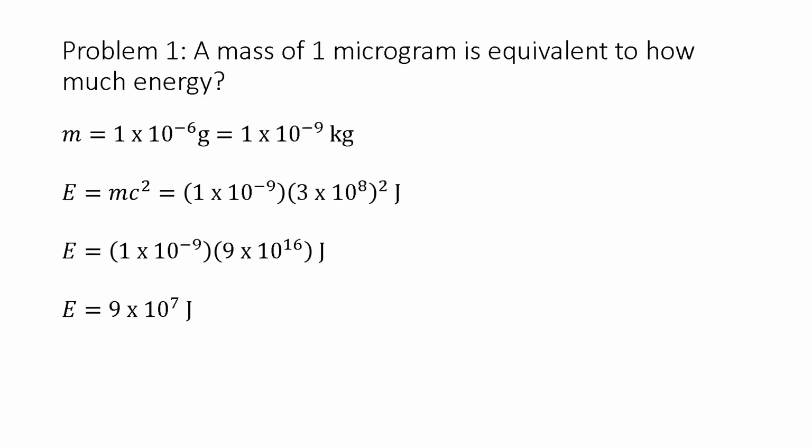Mass m is 1 microgram, that is 1 × 10^-6 gram or 1 × 10^-9 kilogram. We use the formula E equals mc². We put the values of m and c, calculate, and we get E equals 9 × 10^7 joule. So a mass of 1 microgram is equivalent to an energy of 9 × 10^7 joule.